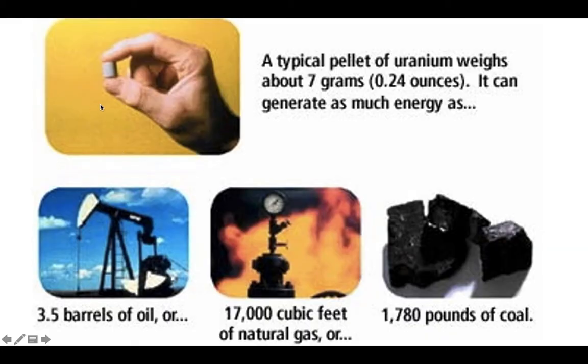These pellets, a typical pellet weighs about 7 grams, can generate as much energy as 3.5 barrels of oil, 17,000 cubic feet of natural gas, or 1,780 pounds of coal. So there's a lot of energy within one of these pellets, and you've got a lot of pellets in each rod and a lot of rods in each reactor.